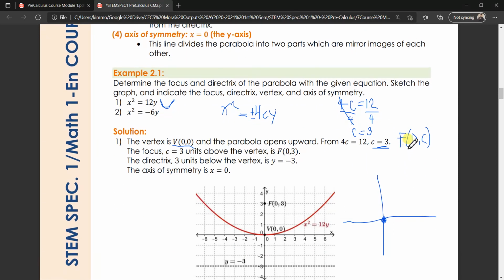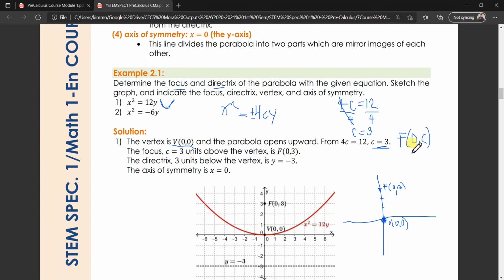So first, let us see the focus. For the focus, we just substitute the value of C, which is 3. So our focus is located at the coordinate (0, 3). So 0 is x, and y is 3. So 1, 2, 3. So here is where the focus is located. So this is F (0, 3). Then this is our vertex (0, 0). So what we are asked to find is the focus and directrix of the parabola. So we are done with the focus.